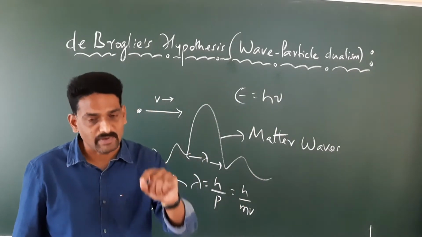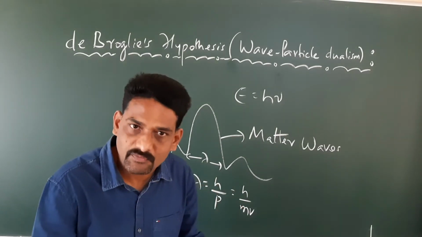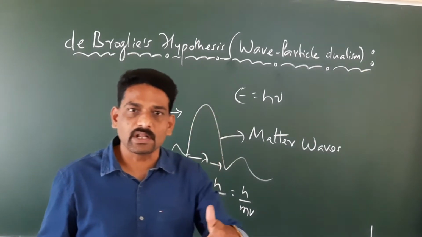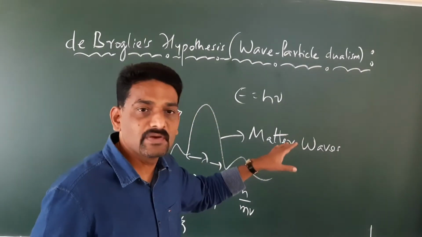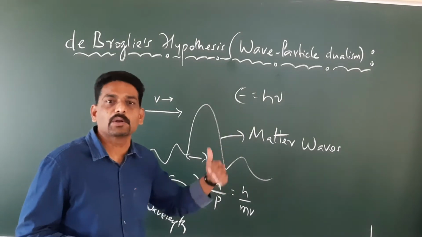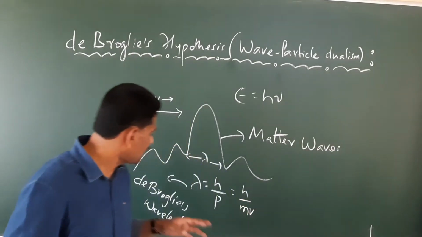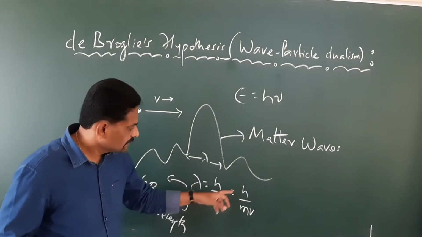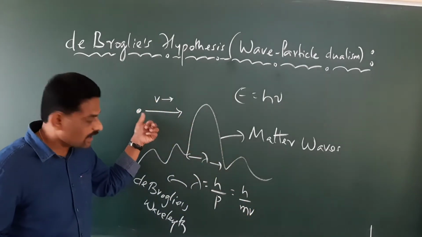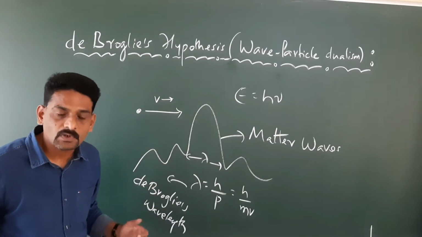But one thing is very important. What is that? Matter waves are entirely different kinds of waves. They are not the electromagnetic waves. So in general, we can say matter waves are the waves associated with a moving particle like electron, proton or neutron, and the wavelength of these waves is given by lambda equals h by p, that is equal to h divided by m into v, where m is the mass of the particle and v is the velocity with which the particle is moving.